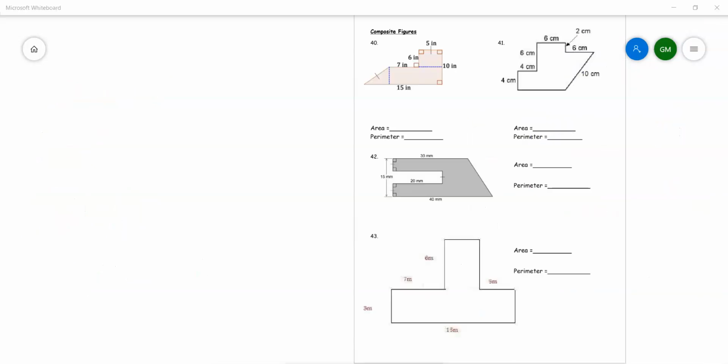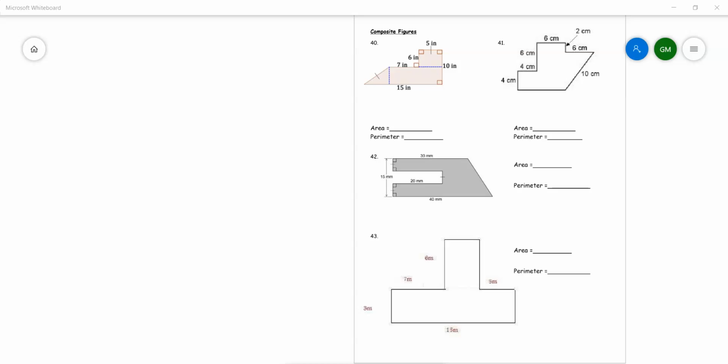All right, guys. So finally, numbers 40 through 43. These are the last ones on the page. They want us to find the area and perimeter of all 4 of these figures here. And they are all composite figures. So that means we're going to need to break them down into smaller figures to work with them.